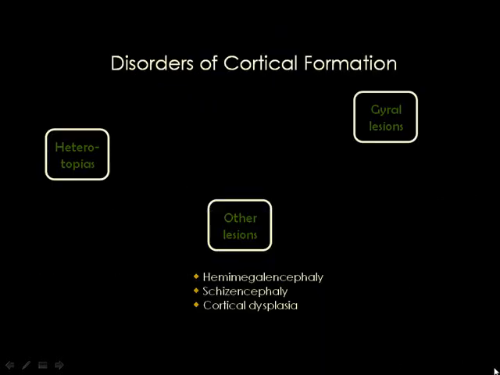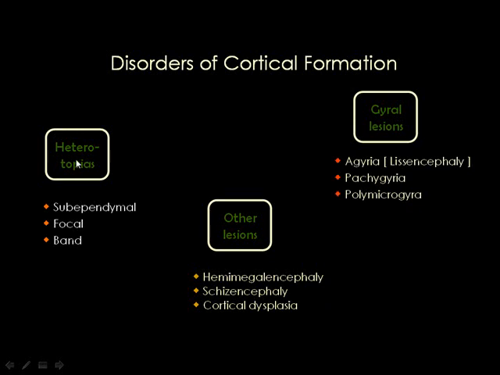This is my own classification just to remember these disorders in a simple way. Think about heterotopias, and you got in the heterotopias abnormal gray matter, the subependymal type, the focal type, and the band type. Then think of gyral abnormalities, including agyria, no gyri, smooth brain, lissencephaly, pachygyria, or very thick, broad gyri, polymicrogyria, too numerous gyri with too many sulci. Then other three abnormalities which are not included in these topics, including hemimegalencephaly, schizencephaly, and the cortical dysplasia.